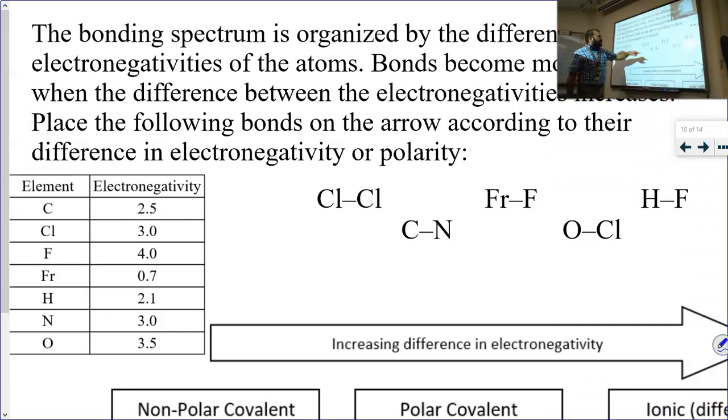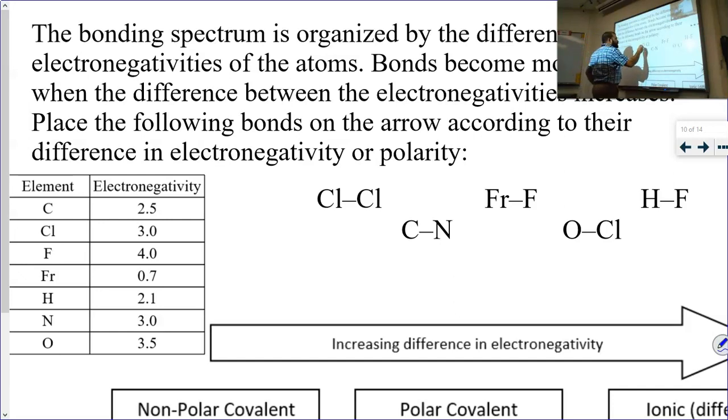First bond I have is chlorine-chlorine. Well, if it's one element bonded to itself, there's no difference, right? None at all. Chlorine has an electronegativity value of 3.0, but so would the other chlorine. If this one has an electronegativity of 3, this one has an electronegativity of 3, it's the same. So which element's going to pull more strongly on those shared electrons between them? Neither, right? That makes sense.